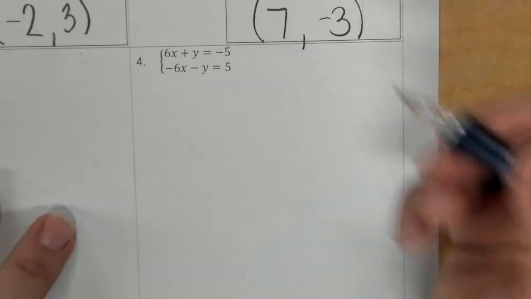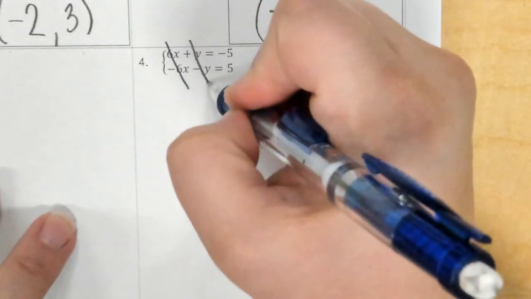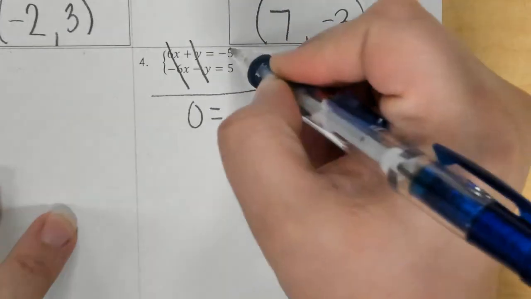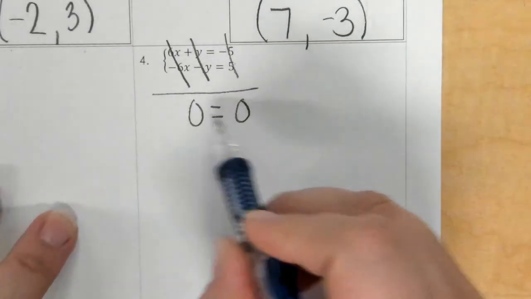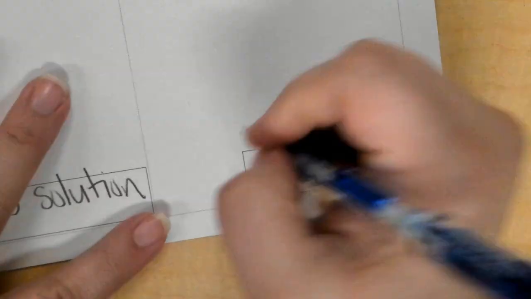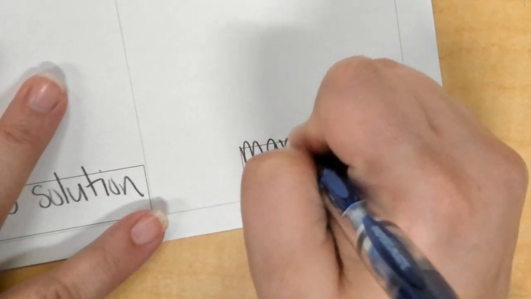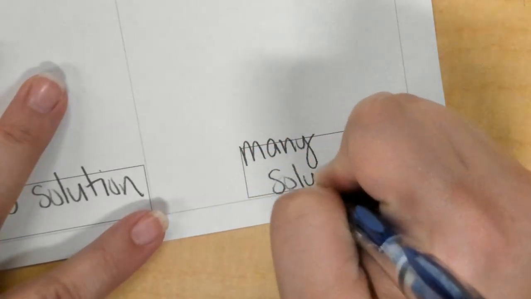In number 4, I can see that this cancels and this cancels. That gives me 0. And the 5's cancel, which is true. And that is many solutions.